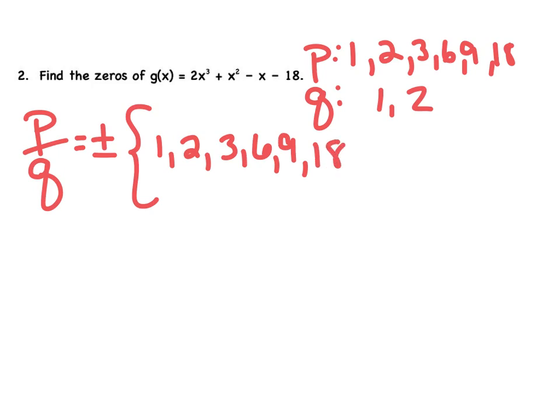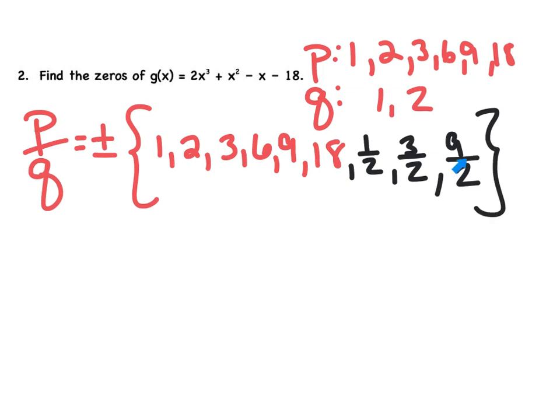And 18, and then I'm going to have to divide that list by 2. So this is a bigger list. It's going to have 1/2. 2 over 2 would reduce to 1. 3 halves. 6 over 2 reduces to 3. I already have that. 9 halves. And 18 halves would be 9, and that's already in my list.